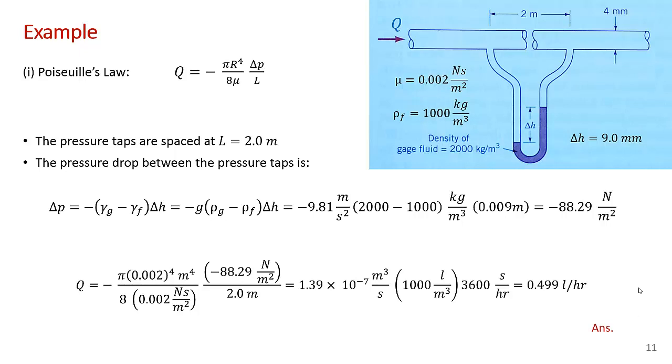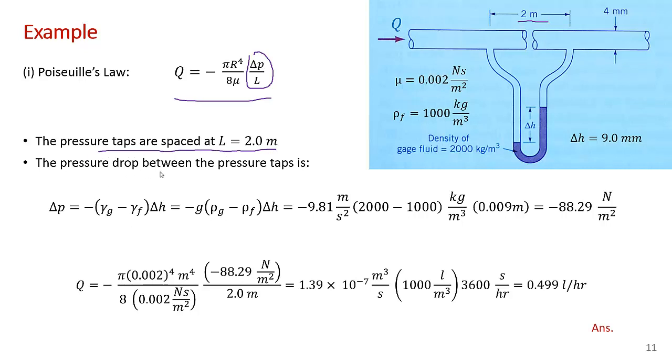So we start this problem with Poiseuille's law. Q equals minus pi r to the fourth over 8 mu, and then our pressure gradient is just the pressure difference over a distance L, and we're shown in the problem that the distance between the pressure taps on the manometer is 2 meters. So L equals 2 meters here.